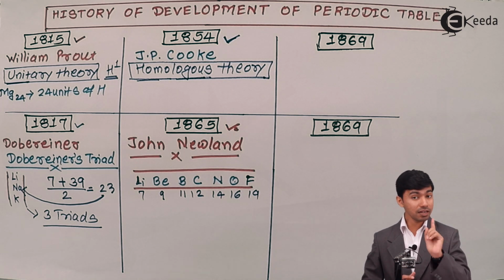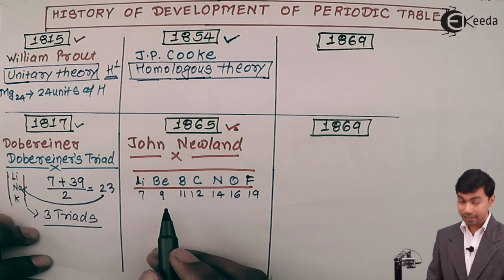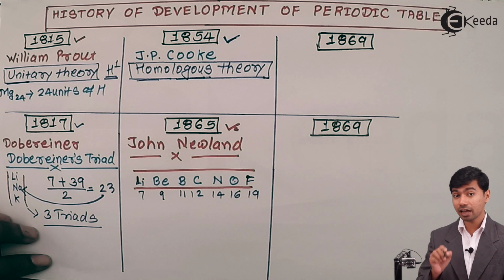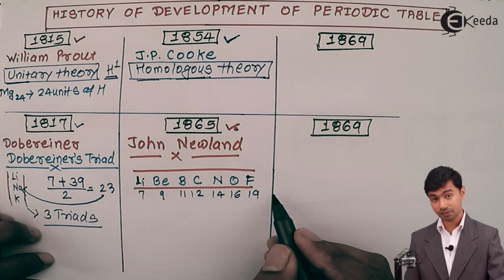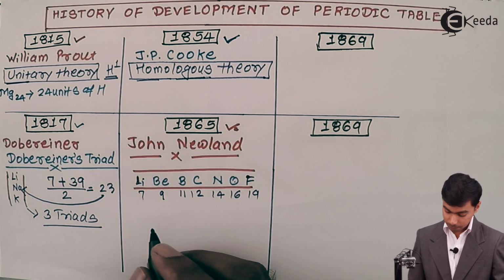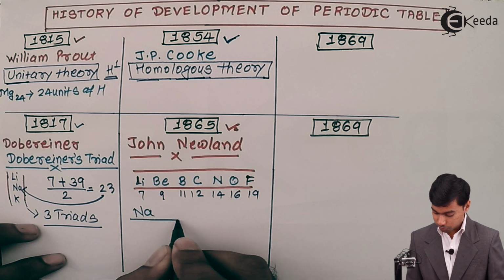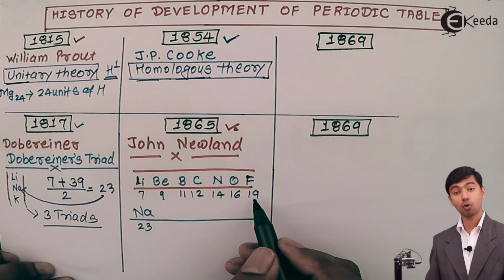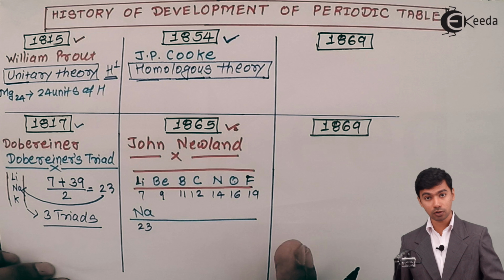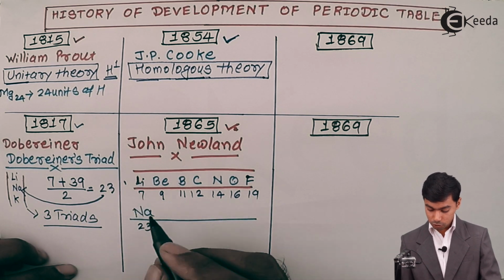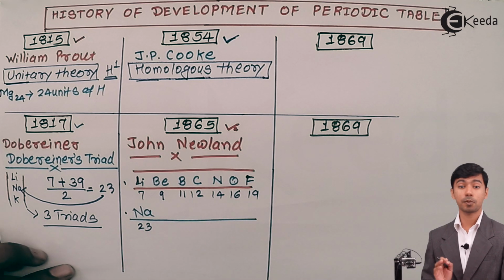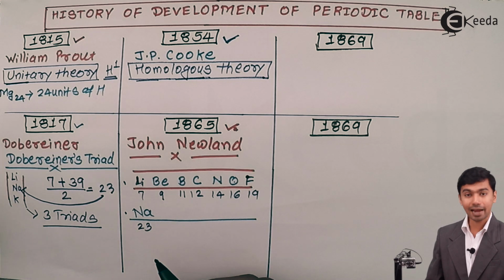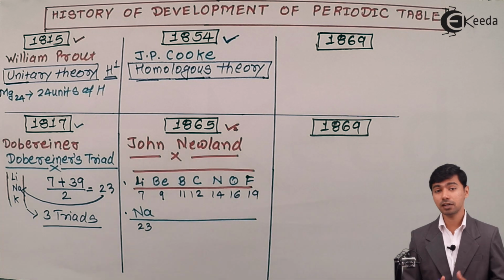But there is another main factor in the theory of Newland. What is it? He said that every first element shows a resemblance in properties with every eighth element. How many elements are there? 7. So where is the eighth element supposed to stand? It is supposed to stand at this position, below lithium, and it has atomic mass 23, obviously more than fluorine. So all these elements are in increasing order of atomic mass, but the first element, lithium, shows some kind of similarity with sodium in properties. That means the first and eighth elements have a resemblance in properties. So Newland made a comparison of this with the musical octaves.